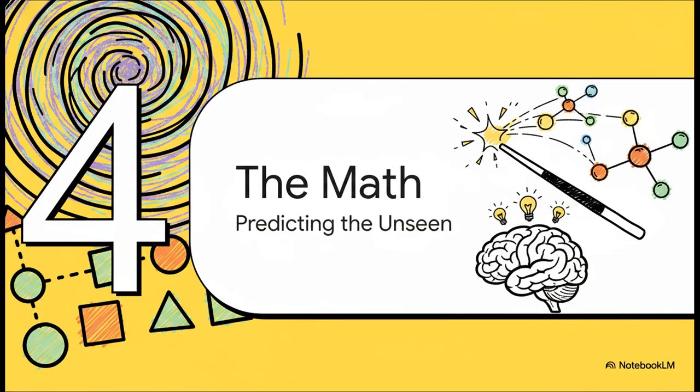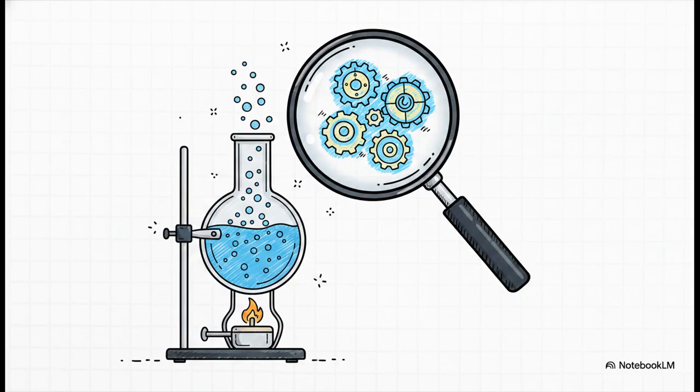All right, let's shift gears. Section 4, the math, predicting the unseen. Here we have the fundamental rate law expression. Basically, the rate equals our rate constant, K, multiplied by the concentration of our reactants, which are raised to the powers of m and n. Now pay close attention to those powers. Those are the orders of reaction.